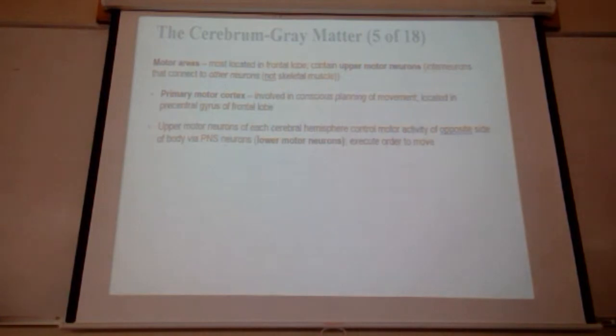Motor areas, these are mostly located in the front of the brain, contain the motor neurons that connect either to other neurons but not to skeletal muscles. The primary motor cortex involves the conscious planning of movement, located in the precentral gyrus of the frontal lobe. So the primary motor cortex.